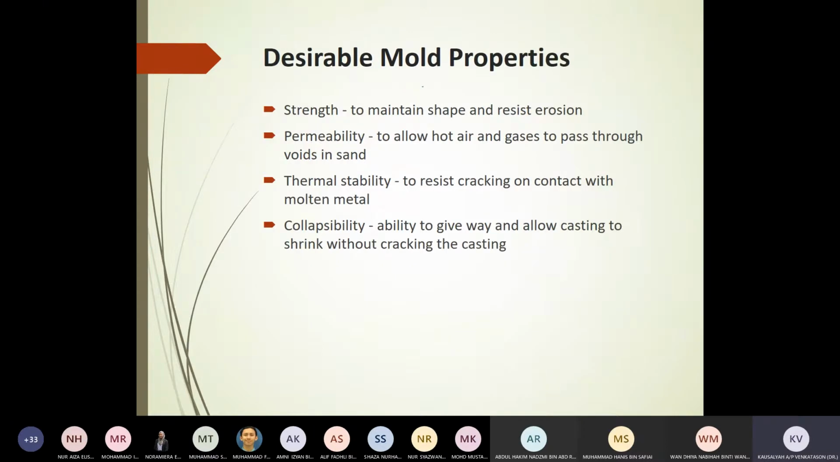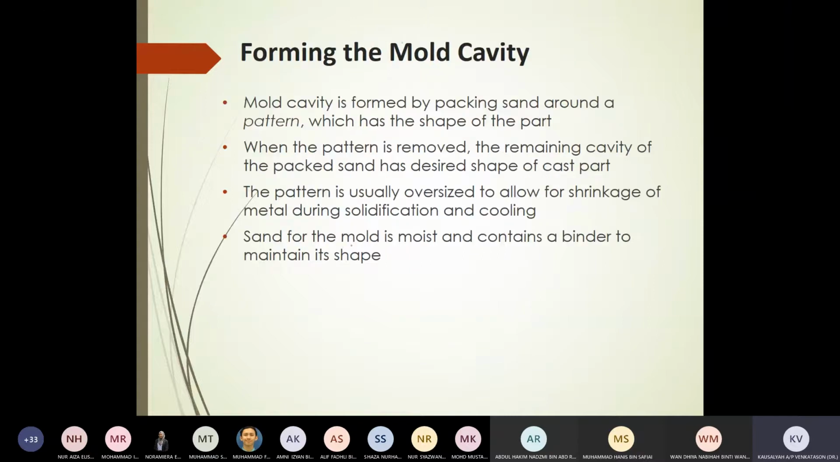So the desirable mold properties, we are looking at strength. This is for sand casting, to maintain shape and resist erosion. Obviously, when you pour something in, you must ensure that the molten metal is not going to erode your mold. Permeability, to allow hot air and gases to pass through the voids in the sand to allow the heat to escape. Thermal stability, to resist cracking on contact with molten metal. And collapsibility, the ability to give way and allow the casting to shrink without cracking the casting. So it should be collapsible when you want to remove it.